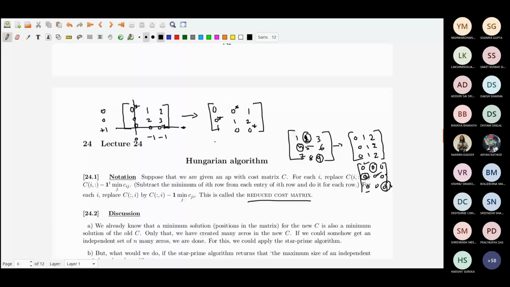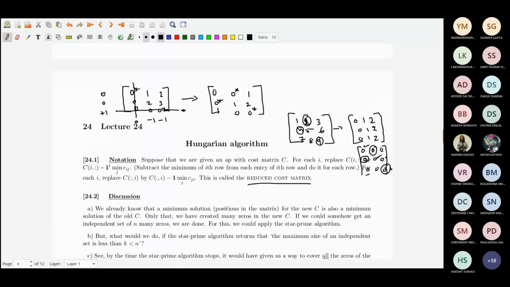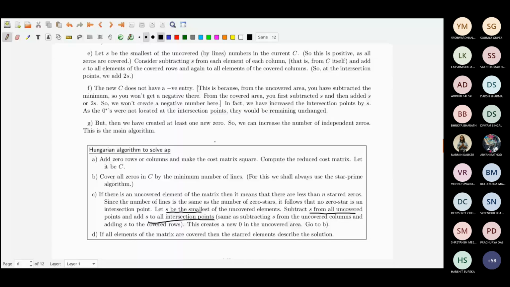And then it says if all the elements of the matrix are covered, then the starred elements describe the assignment. Because by the time you get n stars, all the elements, not only 0 but everything, will be covered. So yeah, that is what basically it means. The time you get n stars, that is when you stop.